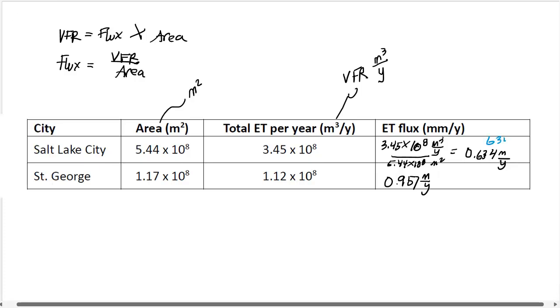This is 634 millimeters per year for Salt Lake City and 957 millimeters per year for St. George. And so we can see that St. George actually has more intense evapotranspiration, even though the total amount of evapotranspiration, the volumetric flow rate, is so much smaller because St. George itself is so much smaller than Salt Lake City. But in terms of the intensity of the evapotranspiration, and that's really what the flux conveys, St. George has a higher intensity of evapotranspiration than Salt Lake City.